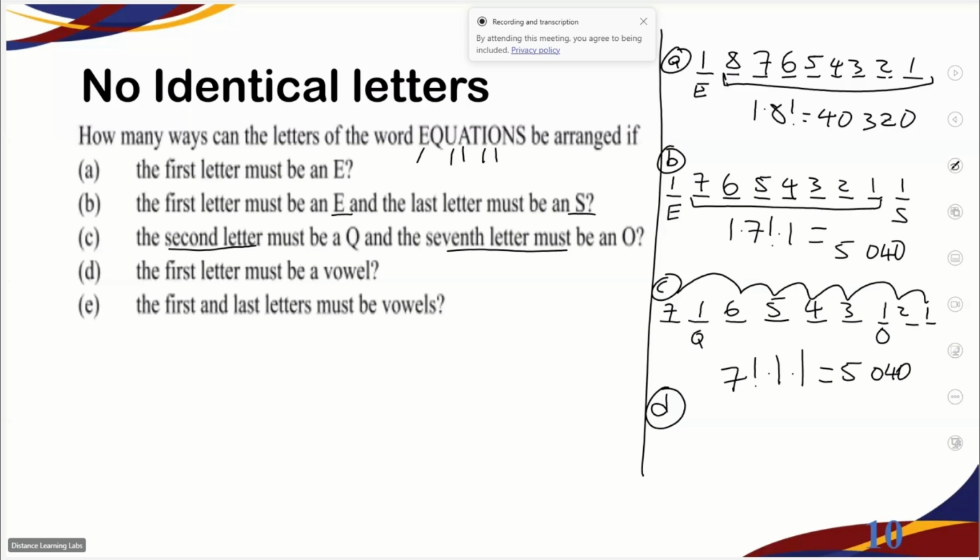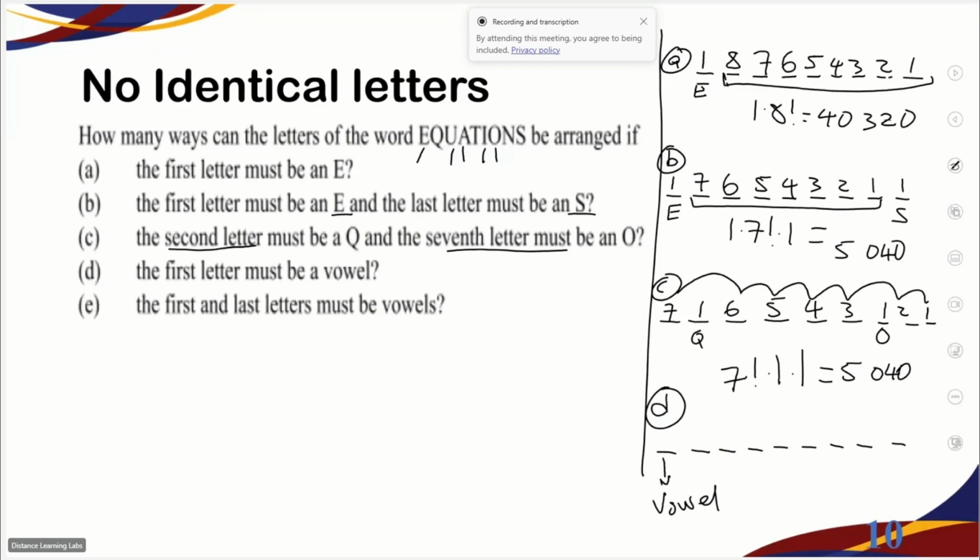All 5 of them are there. Vowels are A, E, I, O, U. All 5 of them are there, meaning we are going to have 9 spaces like we had initially, because there are 9 letters on the word equations. 1, 2, 3, 4, 5, 6, 7, 8, 9. Position 1, it must only be a vowel that competes there.